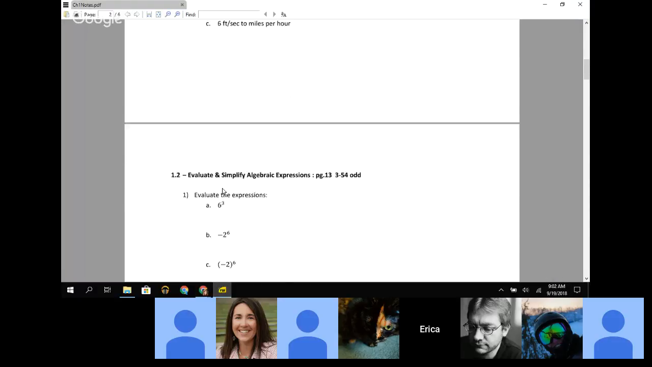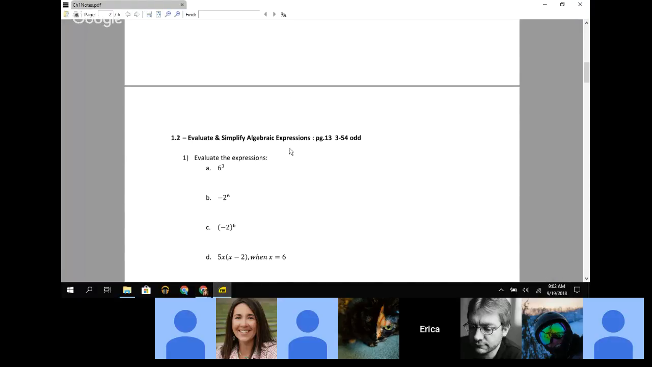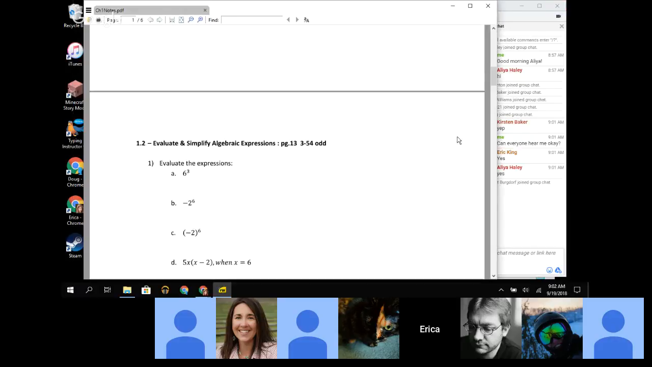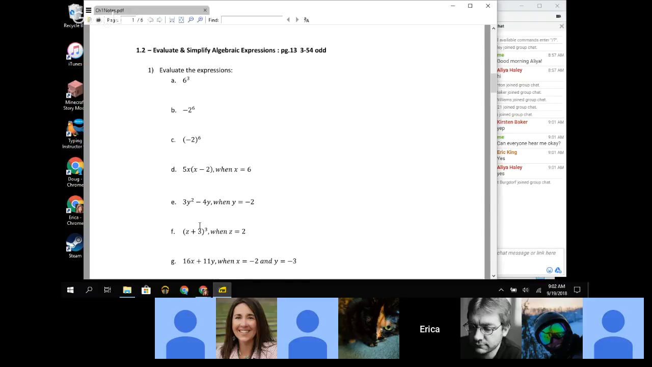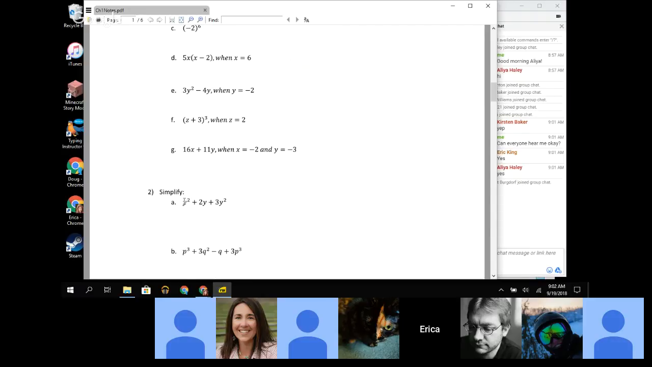In 1.2, we talked about simplifying expressions. Expressions are not equations. They don't have an equal sign in them, but we can simplify different ways. We can use the distributive property, right? We can use the power of exponents. We can use like terms to add similar terms together. So those are all ways to simplify expressions because expressions don't have an equal sign.